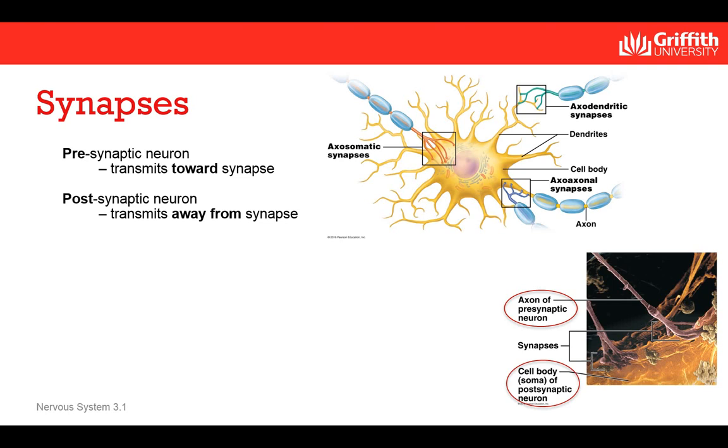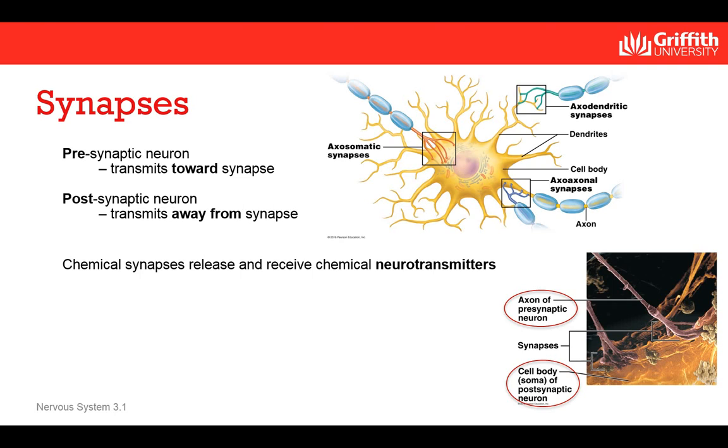The neuron conducting the impulse towards the synapse is called the presynaptic neuron. The neuron transmitting the impulse away from the synapse is called the postsynaptic neuron. That is, at any synapse, the presynaptic neuron sends the information, and the postsynaptic neuron receives the information. Neurons are aligned end to end, or side to side. Remember that pre means before, post means after, and synapse means junction or connection.